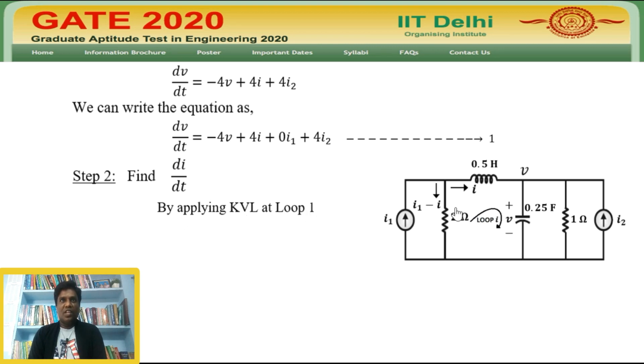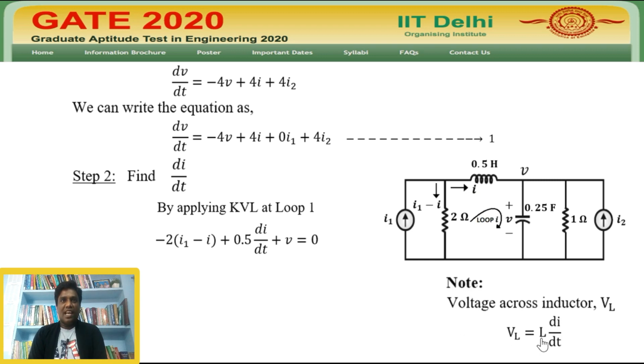In this loop, the first element, the current through the 2 ohm resistor is I1 minus I, which is the opposite direction of the loop current. So the voltage drop across the resistor is minus 2 into (I1 minus I). The second element, the current through the 0.5 Henry inductor is I, and its direction is the same as the loop current. So the voltage drop across the inductor is plus L into dI by dt, or plus 0.5 into dI by dt.